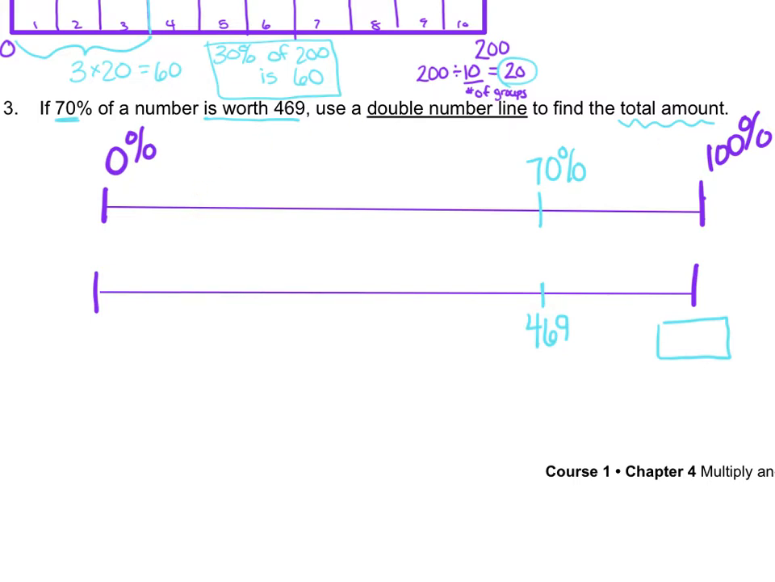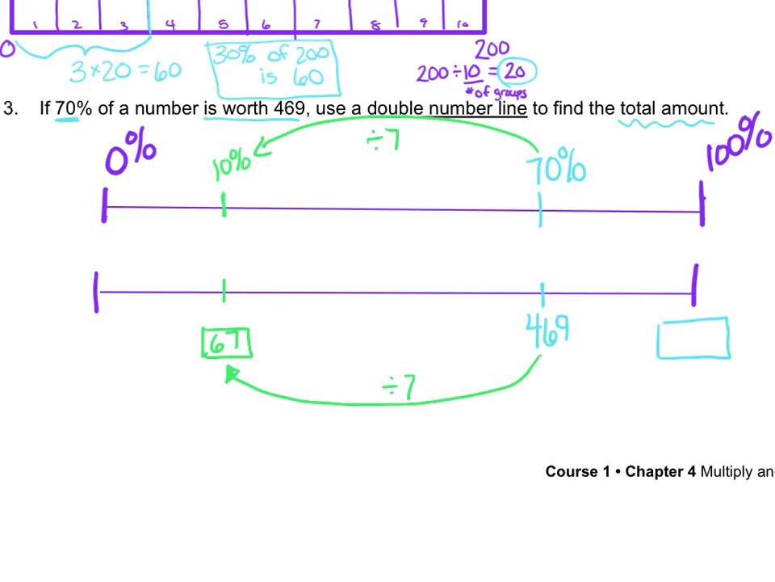Okay, just like before, you need to think about the number that you're scaling to. So the best number to scale to would probably be 10%. So I can go from 70% to 10% by dividing by 7. So if I divide by 7 on the top, you do the same thing on the bottom. So 469 divided by 7 is 67.